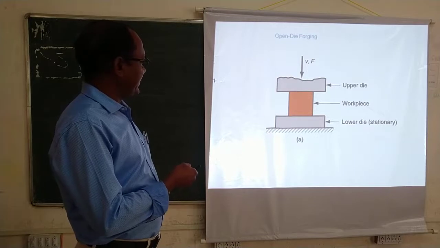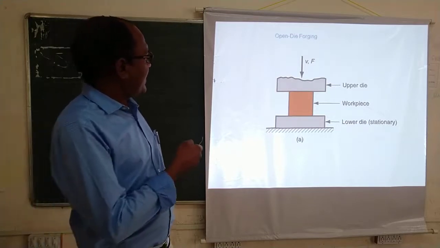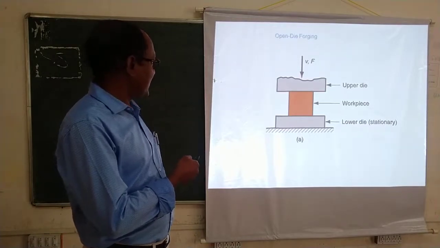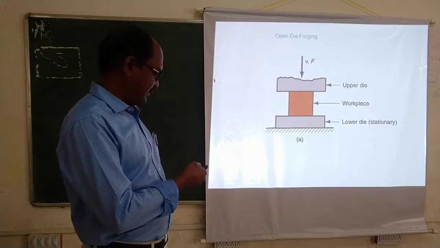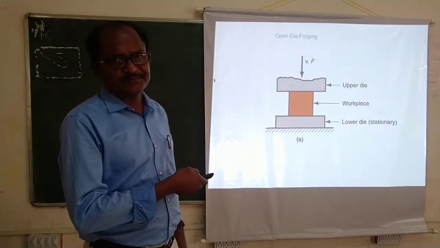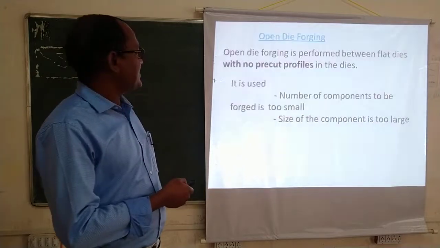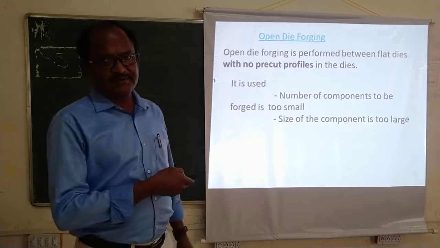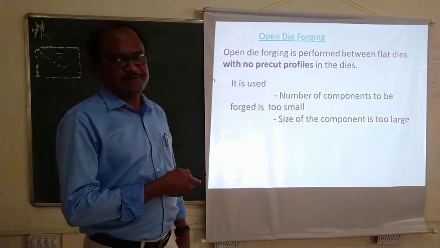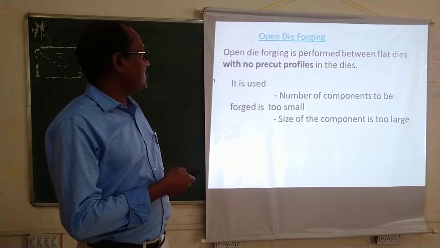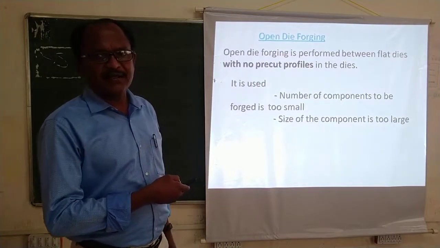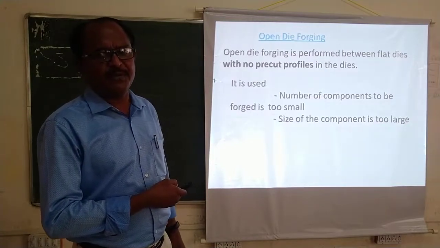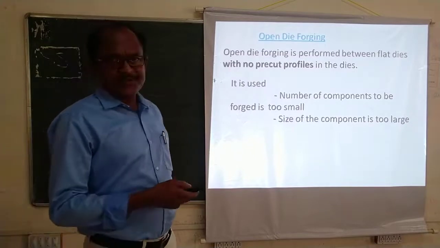The heated workpiece is held in between these two dies. You apply a compressive force on the upper die, and the surfaces of the upper die and lower die are flat. That's why this is called an open die. Open die forging is performed between two flat dies. It is used when the number of components to be forged is small, meaning a very small quantity, and the size of the component is large.